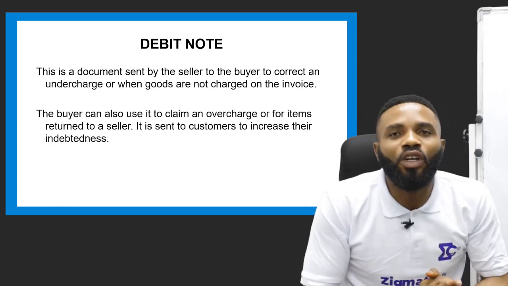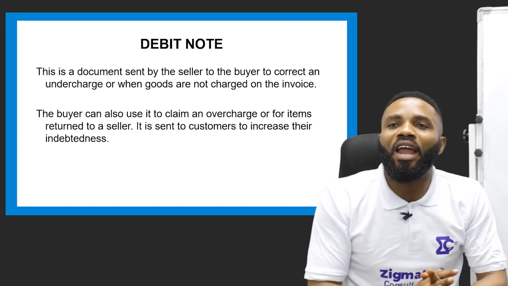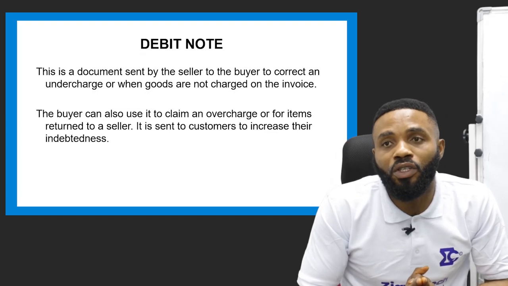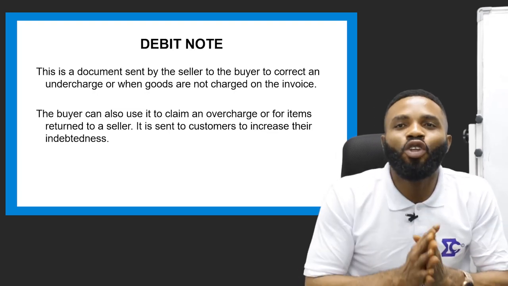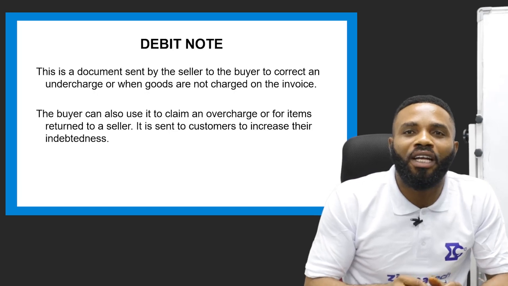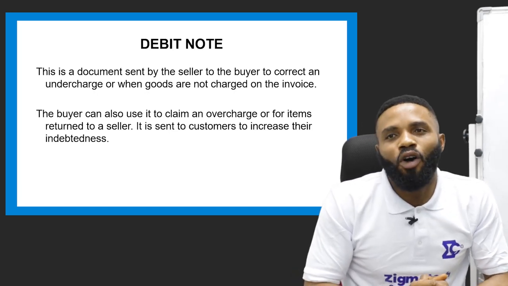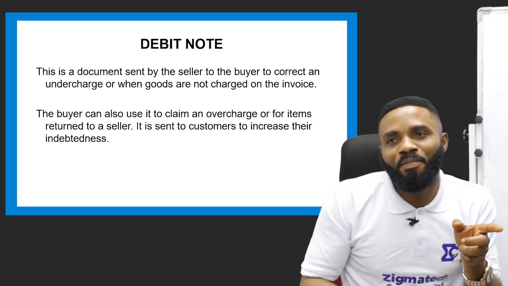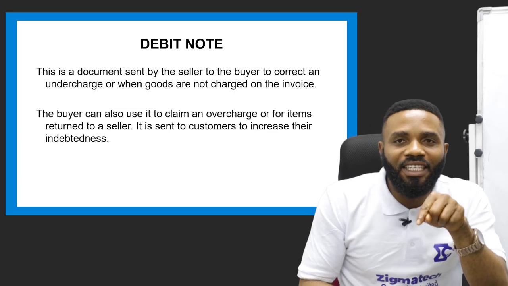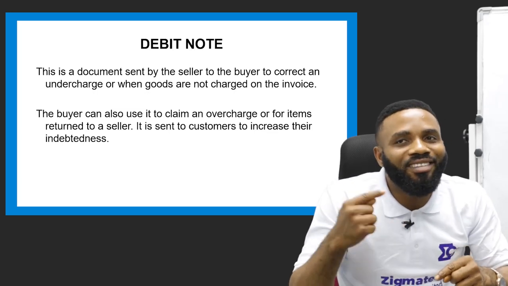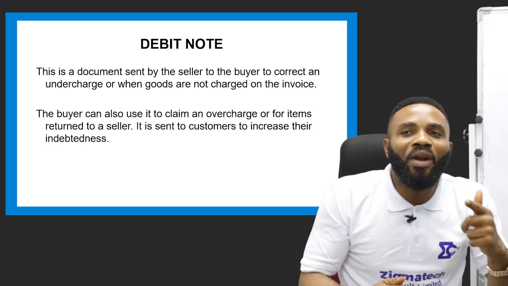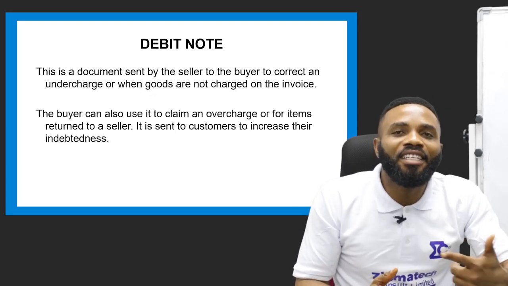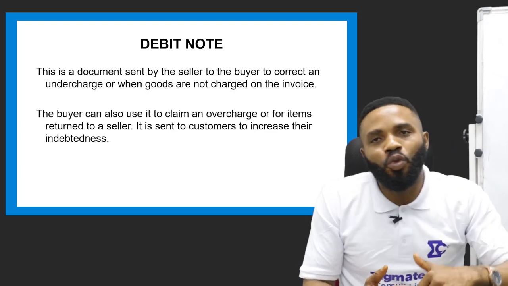The next thing is what we call the debit note. This debit note is more like a direct opposite of the credit note. So this document is sent by the seller to the buyer to correct an undercharge, or when goods are not charged on the invoice. In the first instance, it was an overcharge. In this instance now, it is an undercharge. In this case, the supplier is worse off. He is the one that needs to be refunded, not you.